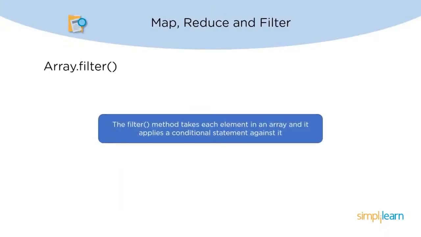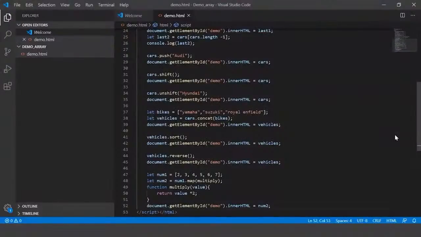Now the next method is the filter method. So the filter method takes each element in an array and applies a conditional statement against it. And if this condition returns true, the element gets pushed onto the output array. But if it returns false, the element does not get pushed. Alright, so let me show it to you.